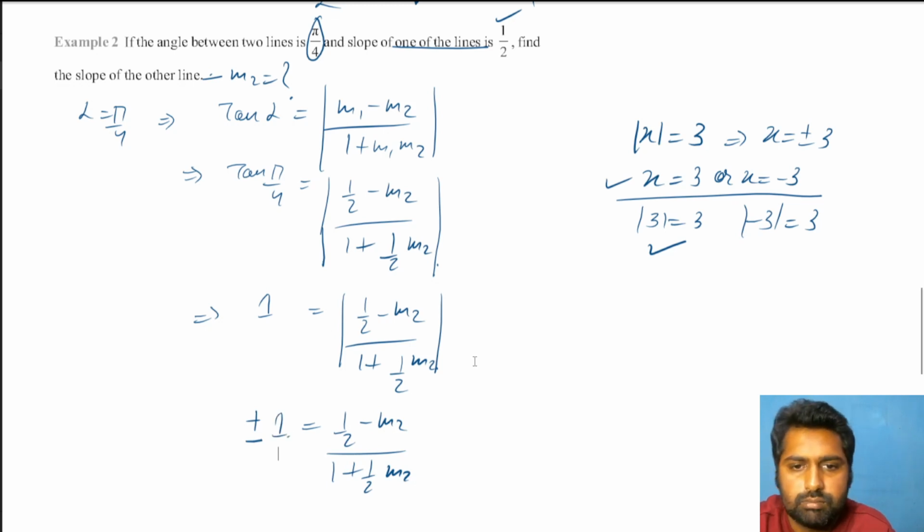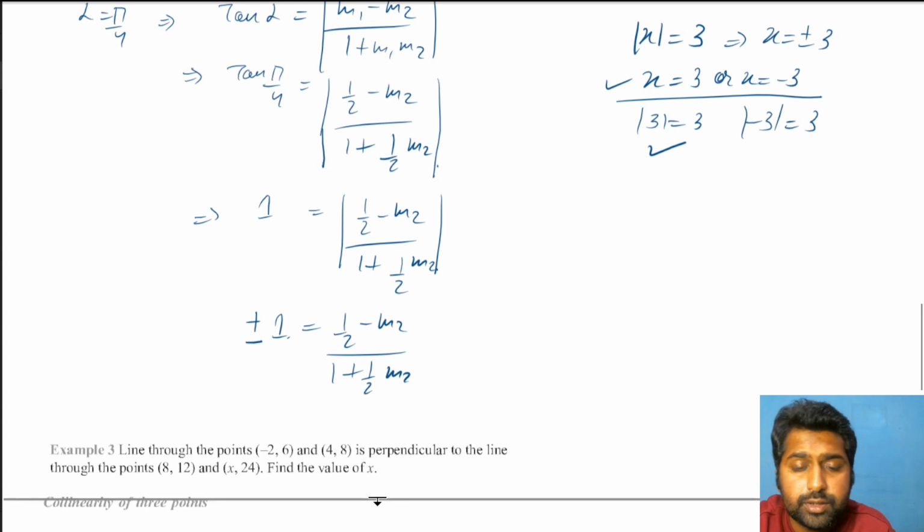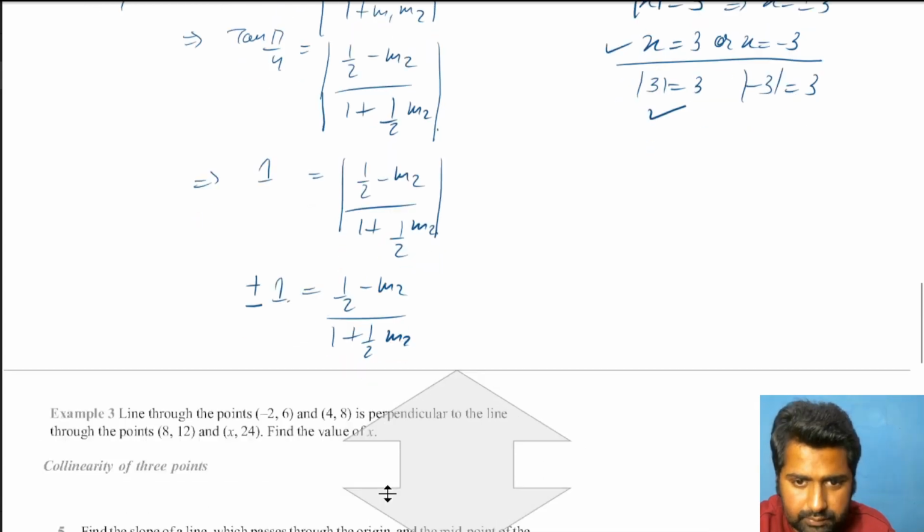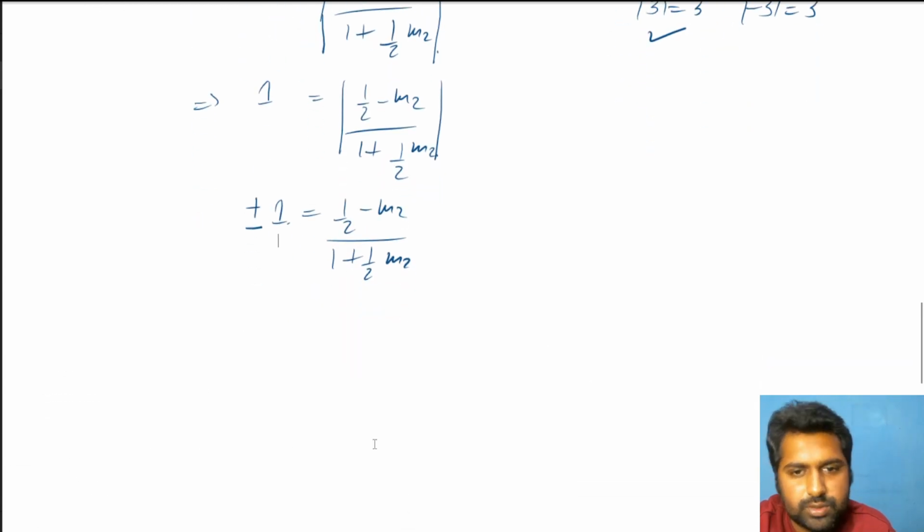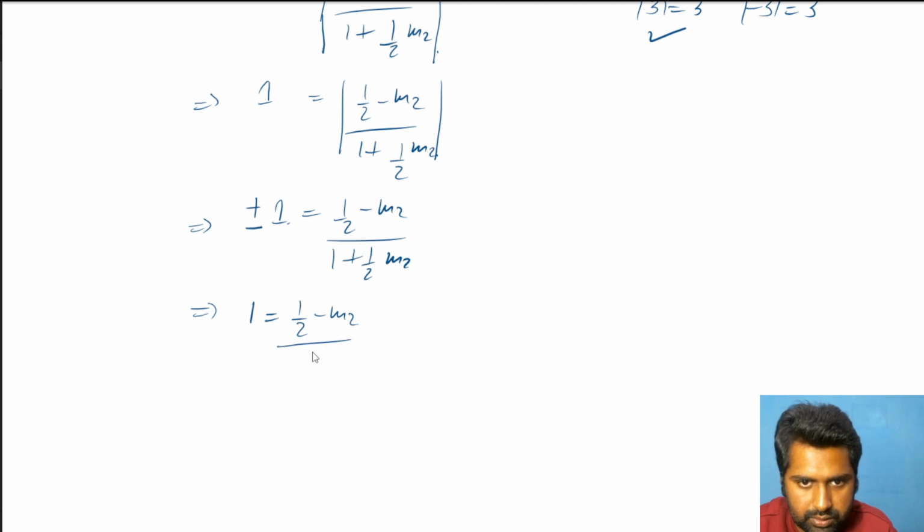I hope this step is clear, because this is very crucial, how to deal with mod, and usually this is where students make mistakes. That means we have to solve it both for 1 and minus 1, meaning you'll get 2 values of m2. Yes, 2 answers. So let's solve for positive 1 first. 1 is equal to (1 by 2 minus m2) upon (1 plus 1 by 2 m2), and the other part that we have to solve is for minus 1. Minus 1 is equal to (1 by 2 minus m2) upon (1 plus 1 by 2 m2).